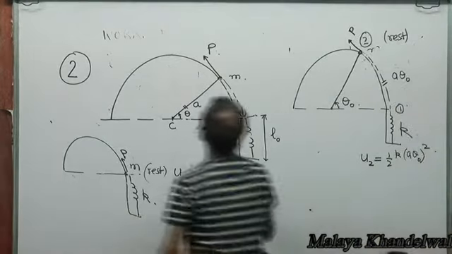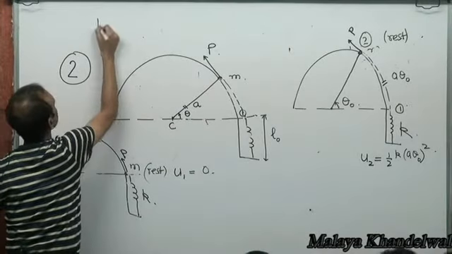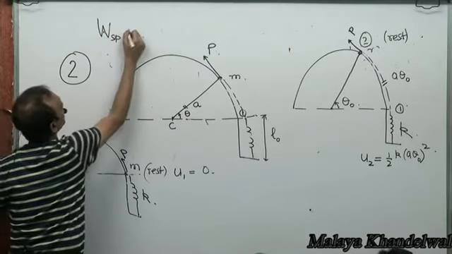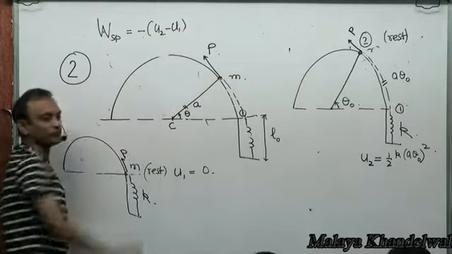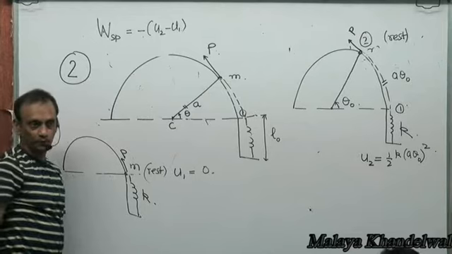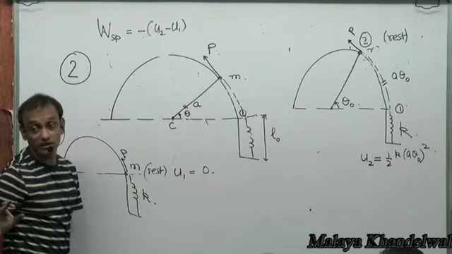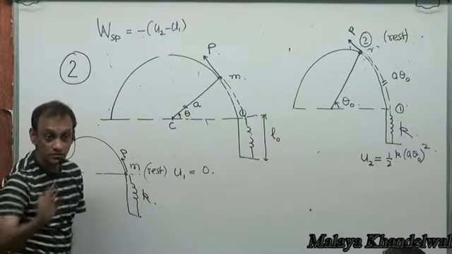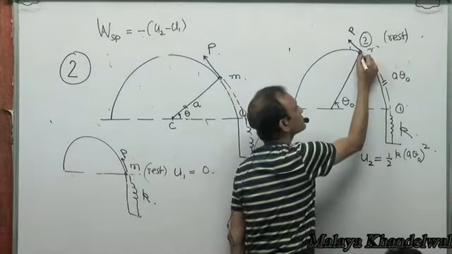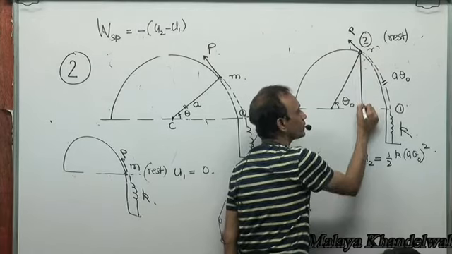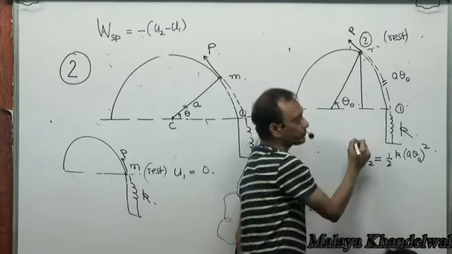So what's the work done by the spring force? The work done by the spring force is going to be the negative of U2 minus U1. Negative of U2 minus U1, U1 is 0. Right? So we already know the work done by the spring force. Yes or no? Now, when it comes to gravity, gravity has been acting all along vertically.